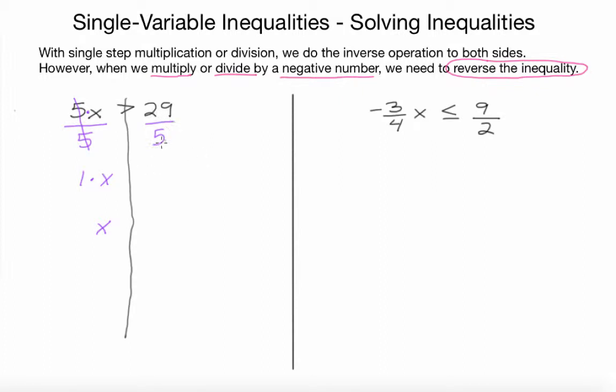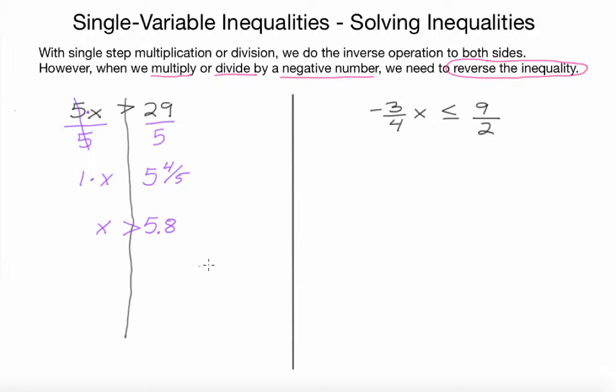So 29 divided by 5: 5 goes into 29 5 times, which is 25, but then there's 4 left over, so a remainder of 4. That's 5 and 4/5, which I can also rewrite as the decimal 5.8. Now let's think about what we did. We divided both sides by a positive number, 5, and I'm only concerned if I divide by a negative number. So I don't have to reverse the symbol, and I can see that x is a number greater than 5.8.